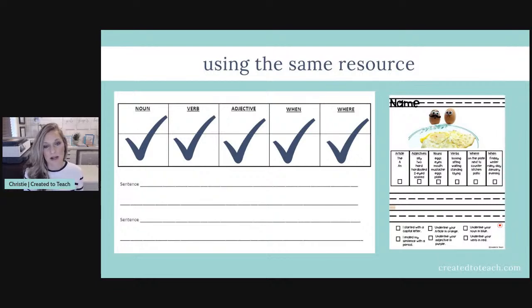It's the same resource. Now, over on the right-hand side here, you see the same type of setup. You've got a silly picture. This is for more of the younger kiddos that are just learning to put words to paper. Maybe they need that extra guide with a word bank, things like that. But again, not discriminating by age. It depends on where they are and what we need to provide for them.